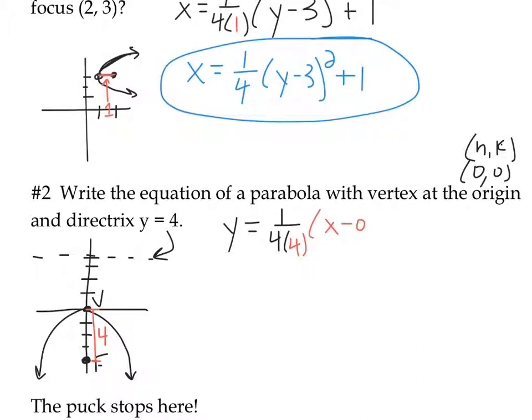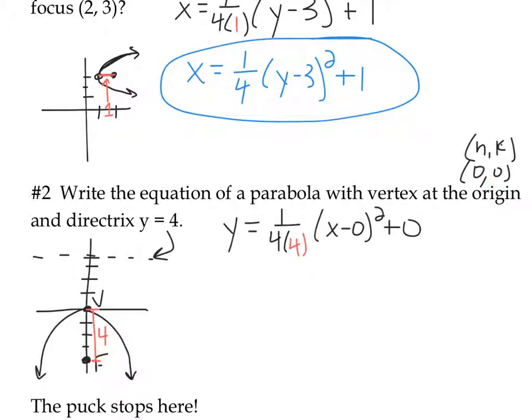Change that back so we don't get confused. This is not coming from the p value. Okay, that's the 4 only. So now I'm going to have x minus 0 squared plus 0. Right? This is my h and my k. H goes with the x, k goes with the y. H comma k, think of it: h, that's your x value, k, that's your y value.